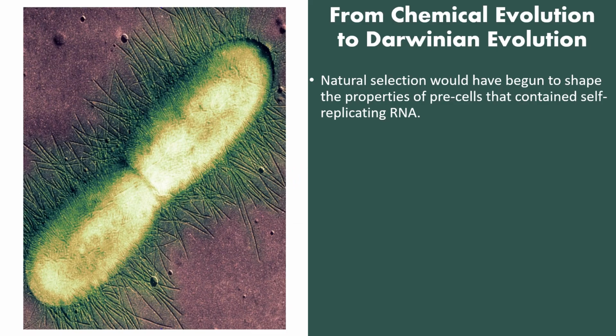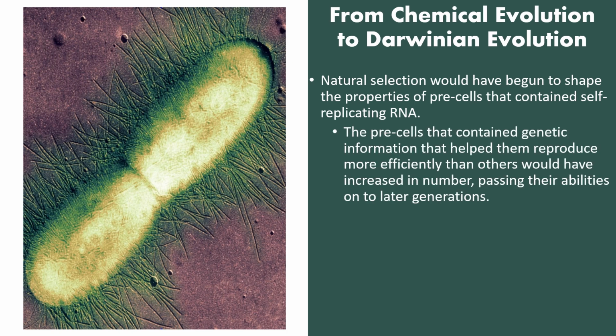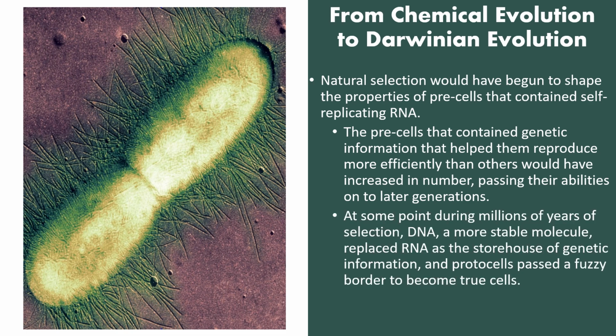Now, through natural selection, those very early pre-cells that contained some of that self-replicating RNA would have had actual genetic information that would help them reproduce more efficiently, and those would then increase in number. Okay, and so we can start to see how we can go from chemical evolution of just having these chemical compounds to what we would consider Darwinian evolution. And so those pre-cells that were able to replicate themselves more efficiently and at a faster rate would be the ones that would then persist in the next generation.